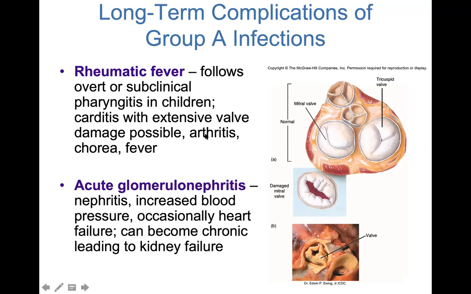Rheumatic fever follows overt or subclinical pharyngitis in children, with carditis and possible extensive valve damage, arthritis, chorea, or fever. So I said before, your body's going to make antibodies to that strep. Unfortunately, the strep antigens look very similar to the HLA markers or the MHC markers on the endocardium. So it starts really attacking itself here. Not good. So you have vegetations, or things growing on this.